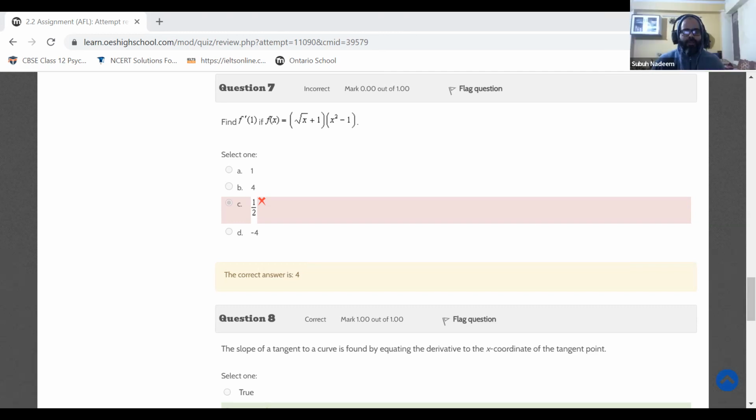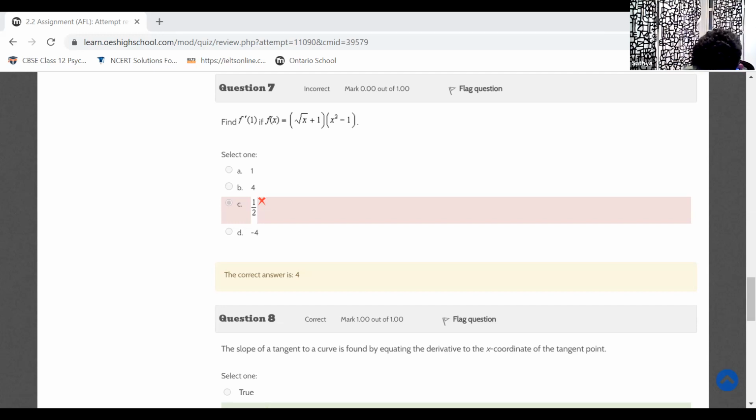Now you are opening the bracket. So 2x into root x is 2x root x, or you can say 2x to the power 3 by 2. 1 by 2 is the power and 1 is the power, so it will add up to 3 by 2. So I can write it as 2x to the power 3 by 2. Then plus 2x.